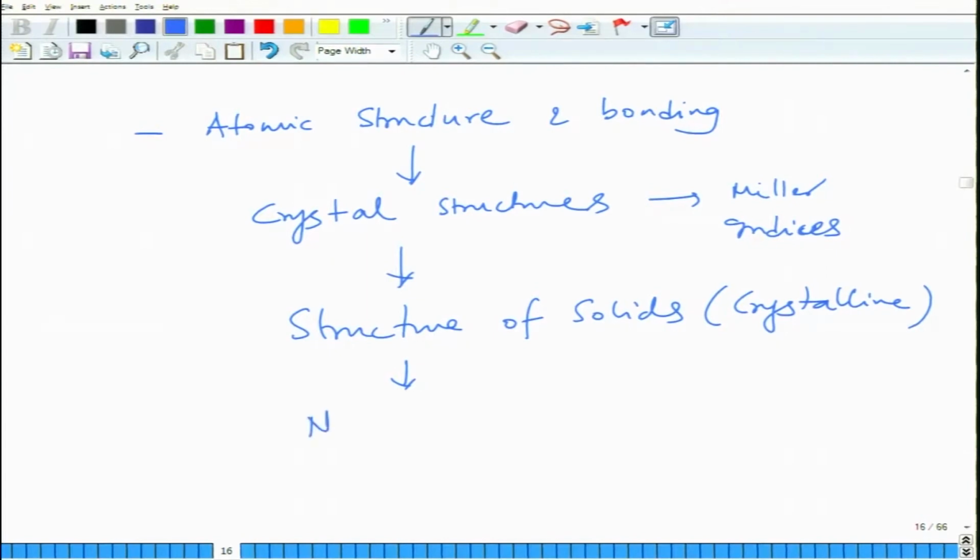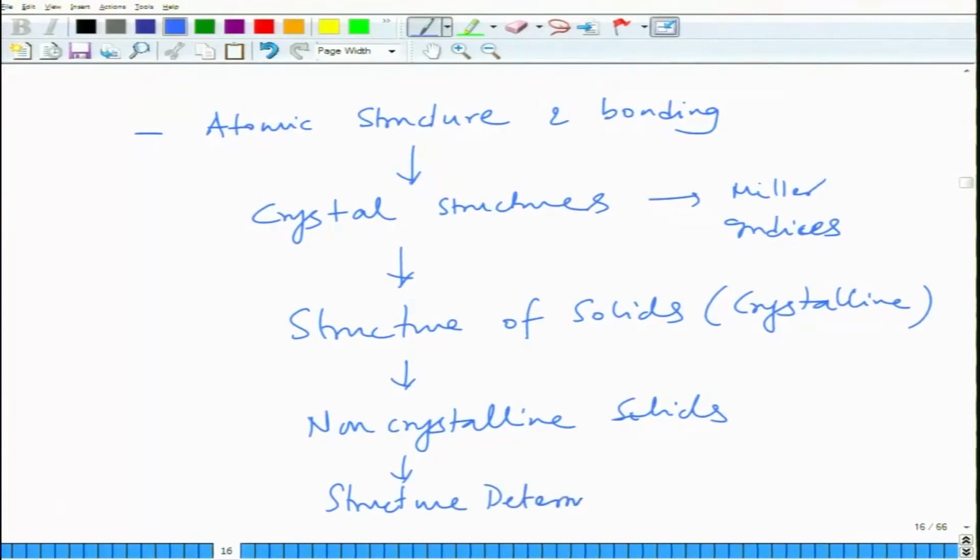And then we looked at non-crystalline solids, basically glasses and polymers, which are also technologically important materials. And then we looked at structure determination using X-ray diffraction, and finally we looked at basically defects in materials, because materials are not perfect, they do contain defects, whether they are equilibrium defects or non-equilibrium defects.